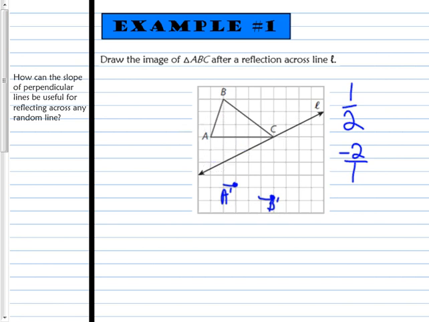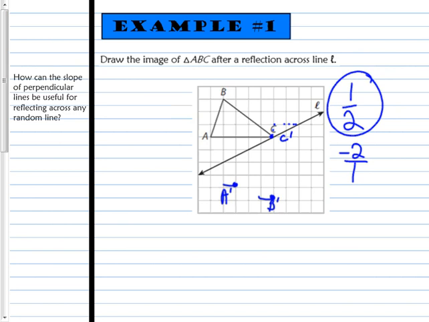Hopefully you said it's actually going to stay there on line C, and you are correct. So I now have the 3 points: A prime, B prime, and C prime. Again, I started at C and went up 1 over 2, to find the slope from one point to the next. But then I needed to use the negative reciprocal slope.